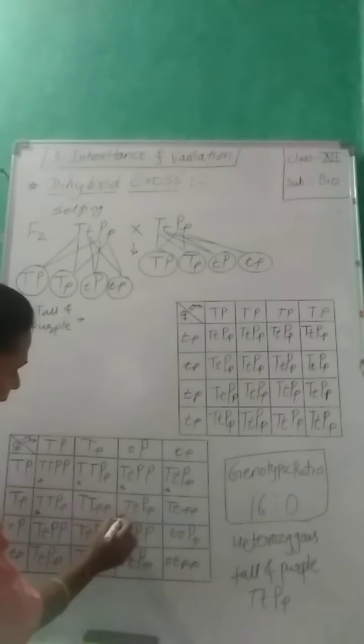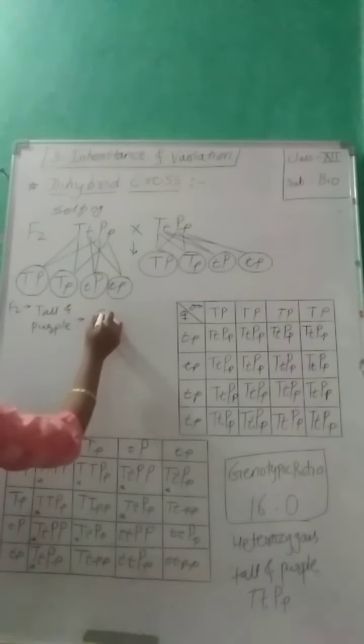Here tall and purple, here tall and purple one is there. Here also we will get tall and purple, here we will get tall and purple, and anywhere else we will not get the tall and purple. So we will count 1, 2, 3, 4, 5, 6, 7, 8 and 9. So we got 9 tall and purples.